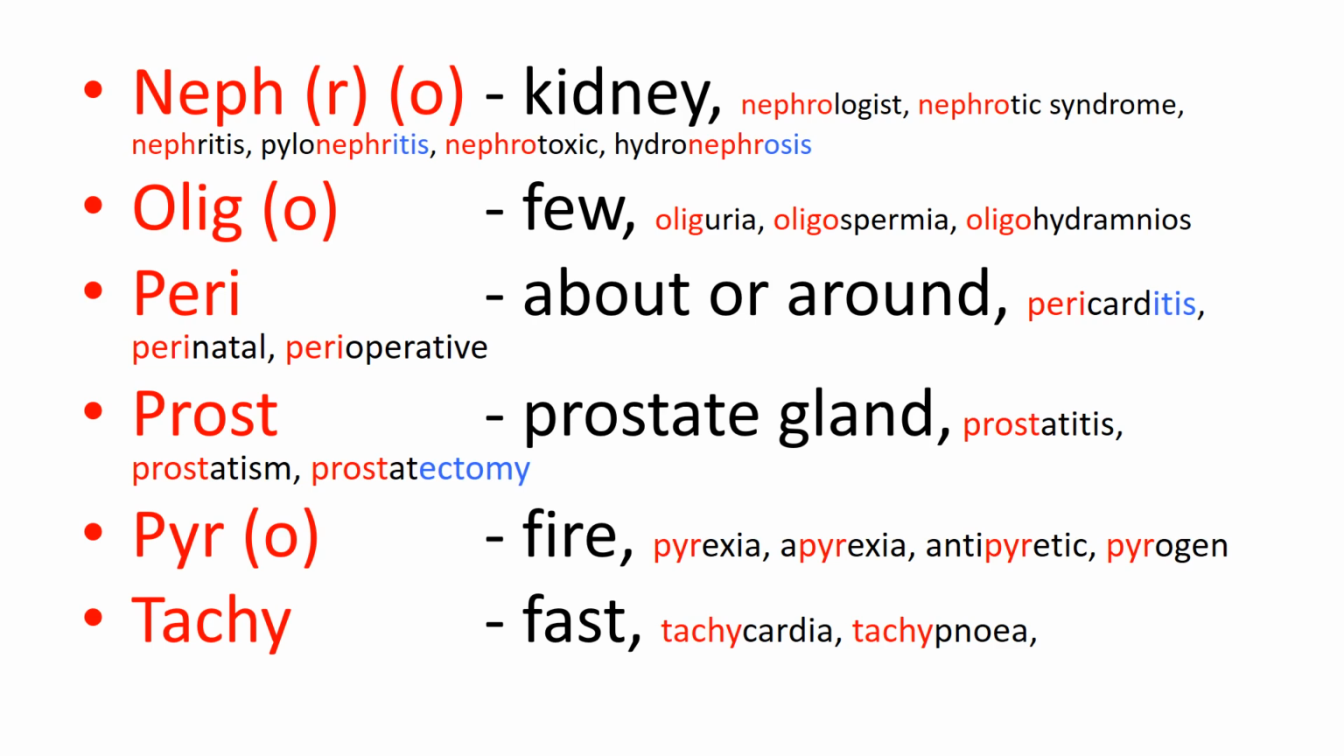Tachy means abnormally fast. It's the converse of brady, if you remember from earlier on in this presentation. So tachycardia would be a fast heart rate. Tachypnea would be a fast respiratory rate.